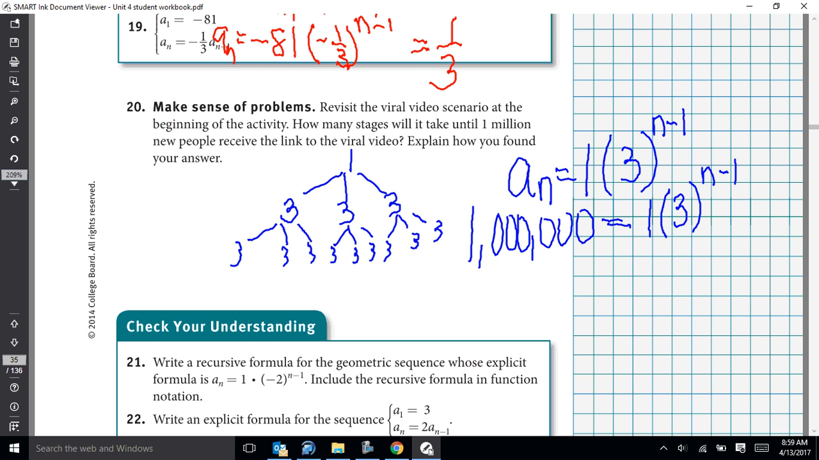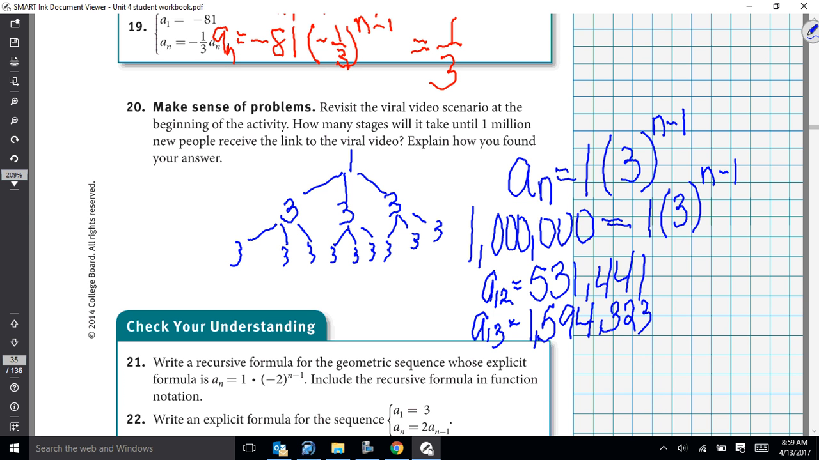Okay, so at stage 12, how many people do we have? 531,441. Alright, so that's 500,000 people, right? So that's not enough. Stage 13, how many? 1,594,323.